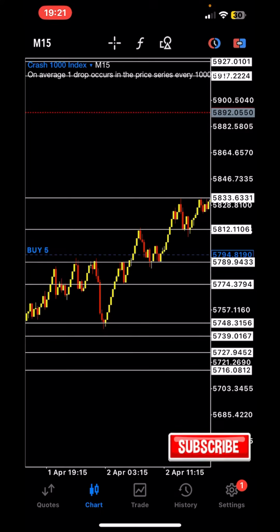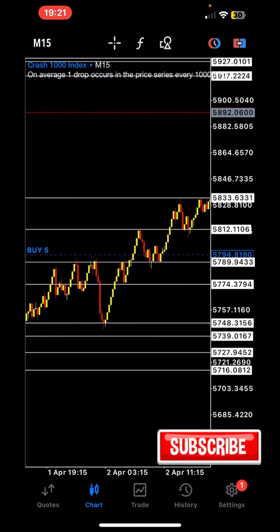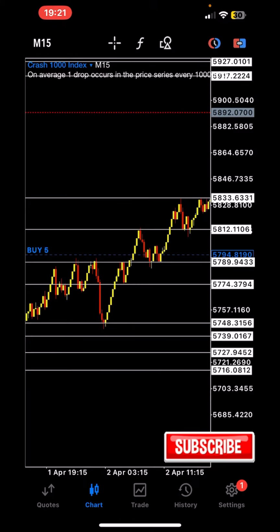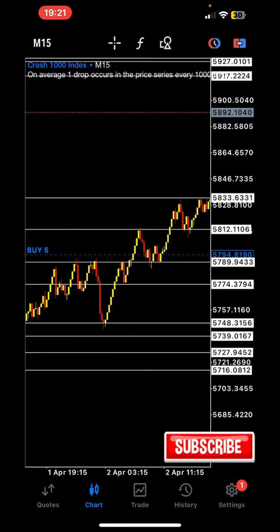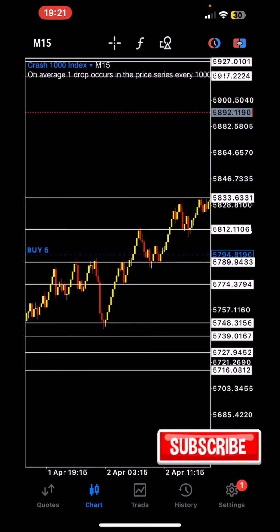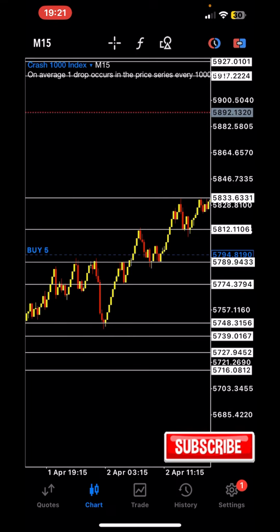Okay, now this is the thing. Once you get into your chart, you want to ask yourself four important questions. One, where is the market coming from? Two, where is it going to? Three, what is it doing currently? And four, what does it intend to do next?